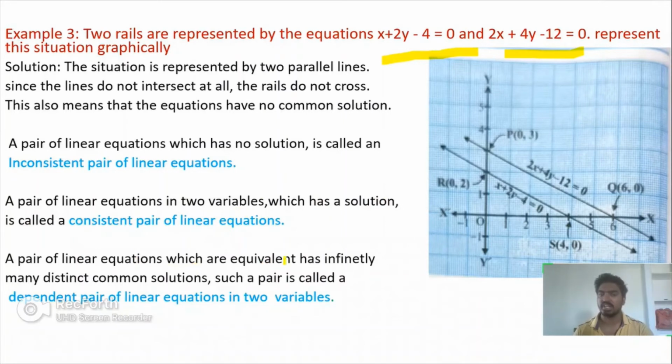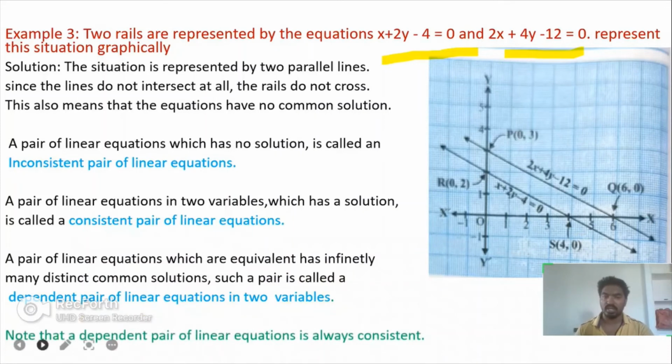And a pair of linear equations which are equivalent has infinitely many distinct common solutions. If a pair of linear equations has infinitely many distinct common solutions, that is, these two line equations are coincident with each other, which we previously saw in example 2. So such a pair is called a dependent pair of linear equations in two variables. Now, a dependent pair of linear equations is always consistent.